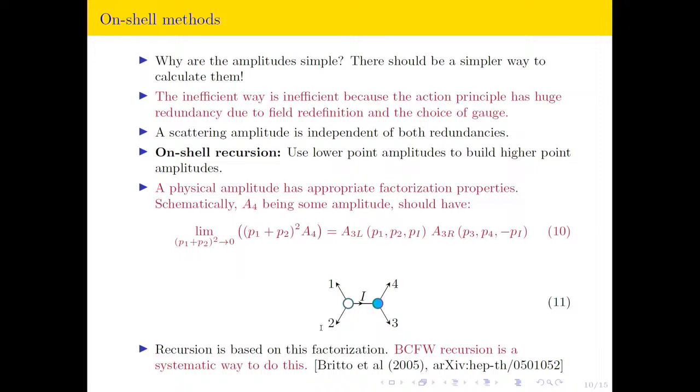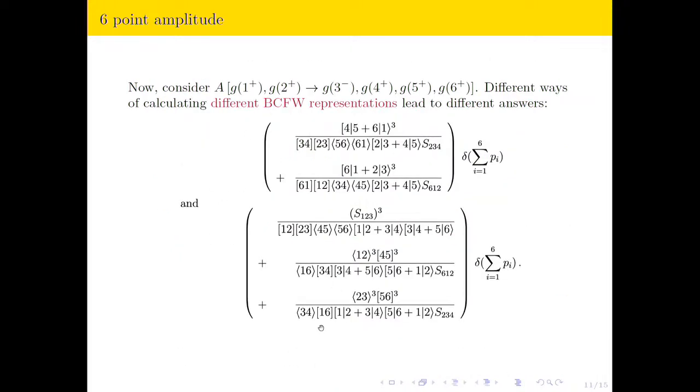All right. So this is based on the idea of factorization, that you take a 4-point amplitude, let's say, and if you take a particular residue of it, then it decomposes into a 3-point amplitude and a 3-point amplitude. Okay. So a systematic way to do this is called BCFW, and that's a vast subject on its own now. Yeah. So now let's move on and look at a more complicated amplitude.